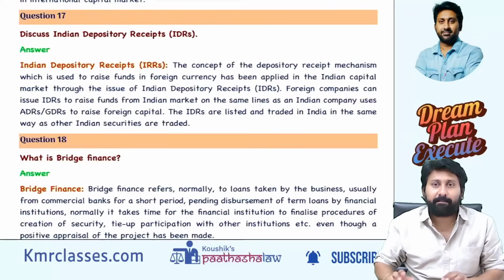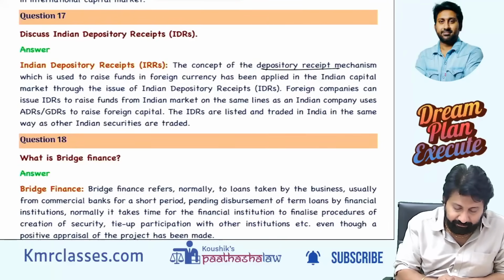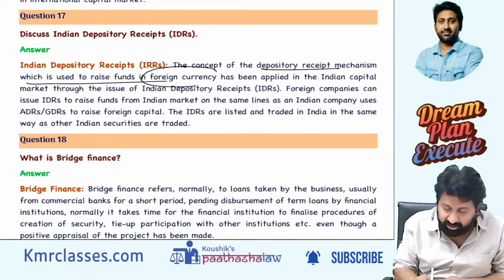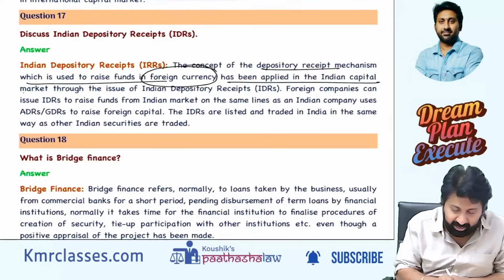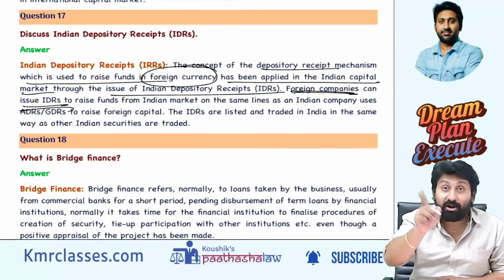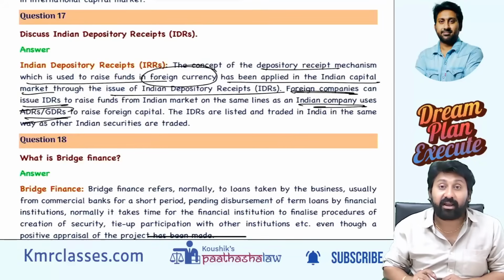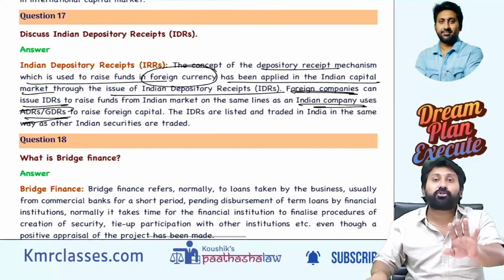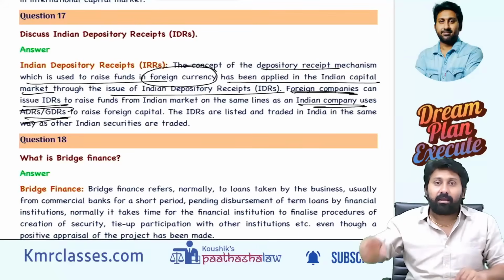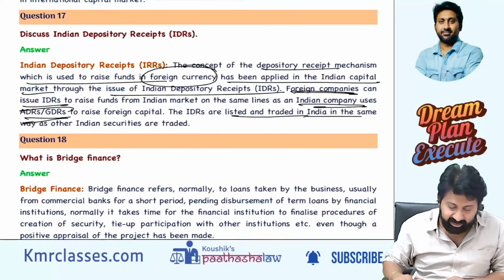Exactly the reverse will happen in Indian depository receipts. The concept of the depository receipt mechanism, which is used to raise funds in foreign currency, has been applied in the Indian capital market through the issue of IDR. Foreign companies can issue IDR, not Indian companies. Indian companies can issue GDRs and ADR. What is GDR, ADR? ADR means issued only in USA, America. In other places the GDRs will apply. Okay, IDRs are listed and traded in India.